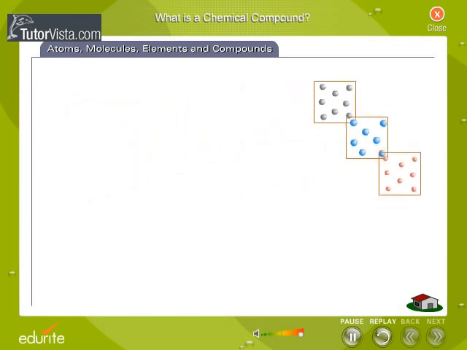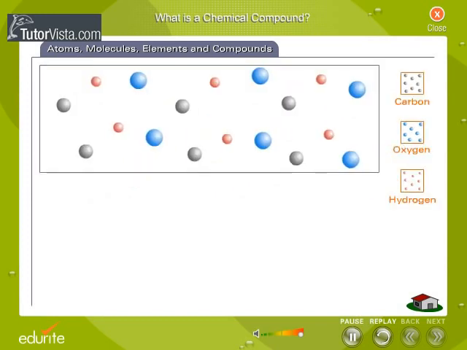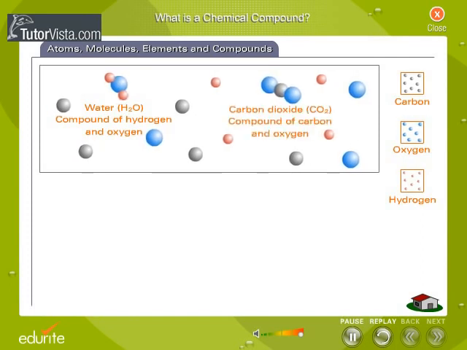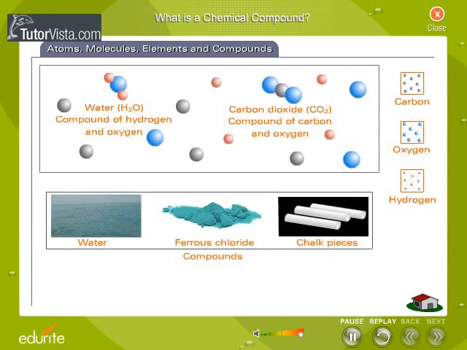When two or more elements bond together chemically, they form a new substance with its own properties. This combination of elements is called a compound. Water is a compound made of hydrogen and oxygen. Carbon dioxide, which is what you release when you exhale, is a compound made of carbon and oxygen. Most substances around you are compounds or mixtures of compounds.